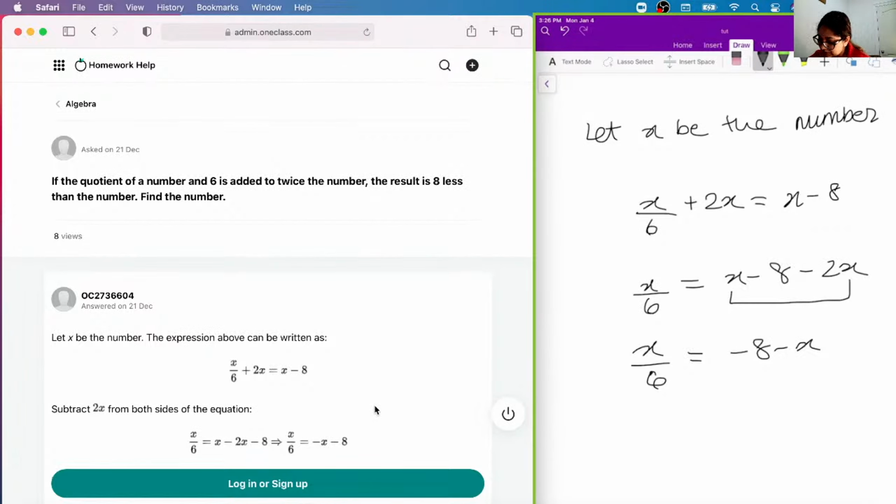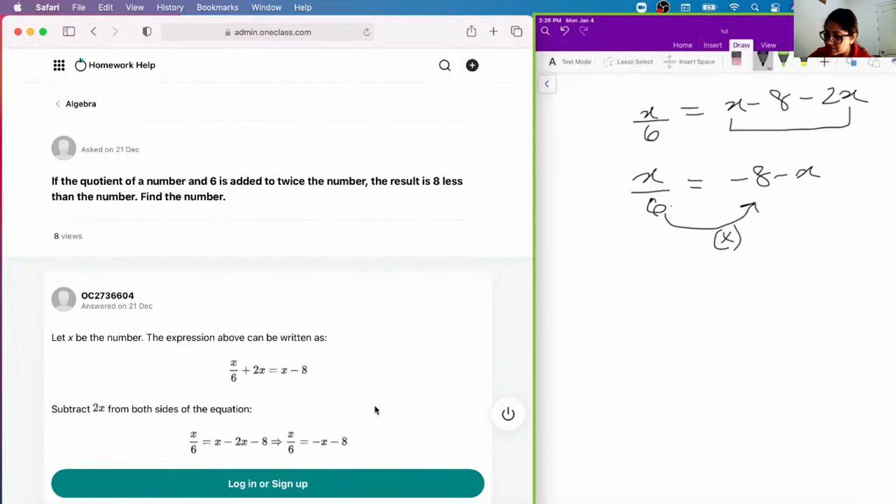And so what we want to do is get the x by itself, so we just want to move the 6 over here, and it's going to be in a multiplication state, since we're changing operations as it goes to the opposite side of the equal sign. So x is equal to 6 times all of this. We can further simplify this and evaluate it. We have minus 48 minus 6x. So x is equal to minus 48 minus 6x.